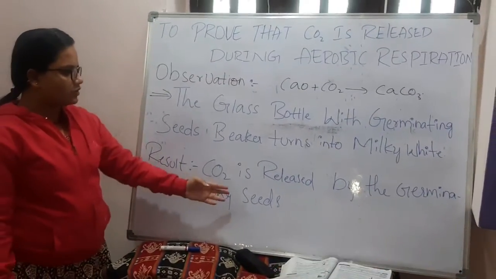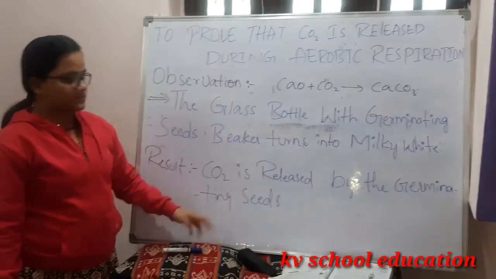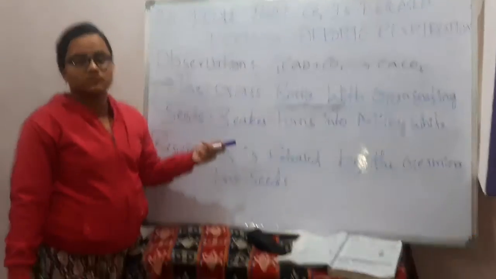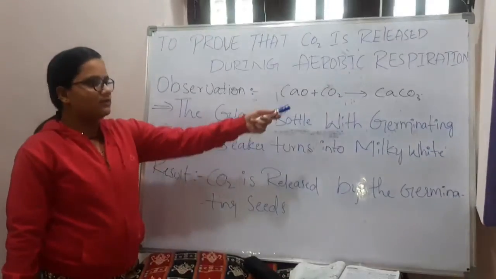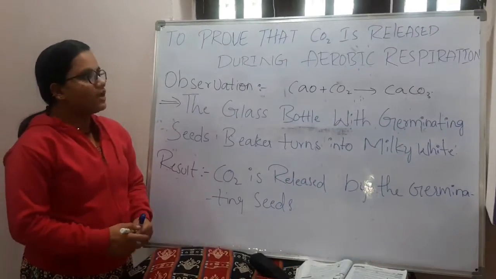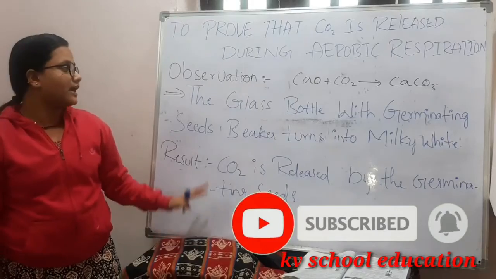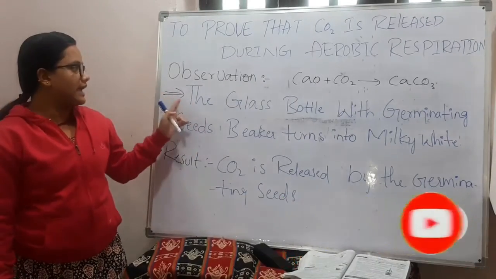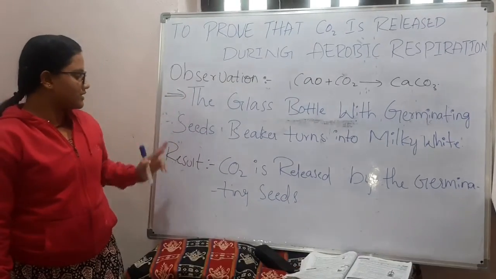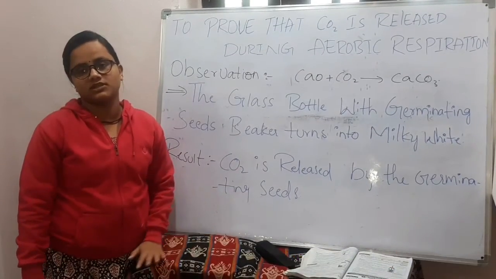Now the result: obviously CO2, carbon dioxide, is released by the germinating seeds. If germinating seeds release carbon dioxide, then only we get calcium carbonate. This is the result of this activity. This is the whole procedure of this activity, and we have given the aim, materials, observation and result. So go through this, because it is a mostly asked question in the SSC exam.